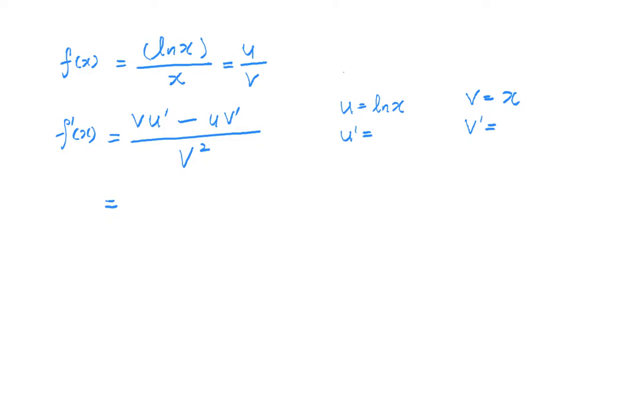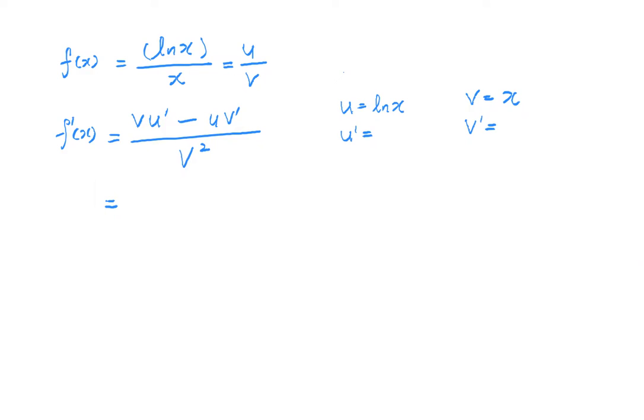You got the answer already? So your answer should be ln x minus 1 divided by x squared. 1 minus ln x. Yeah, 1 minus ln x divided by x squared. Yeah, thank you. You see, I do it the other way around. 1 minus ln x divided by x squared.